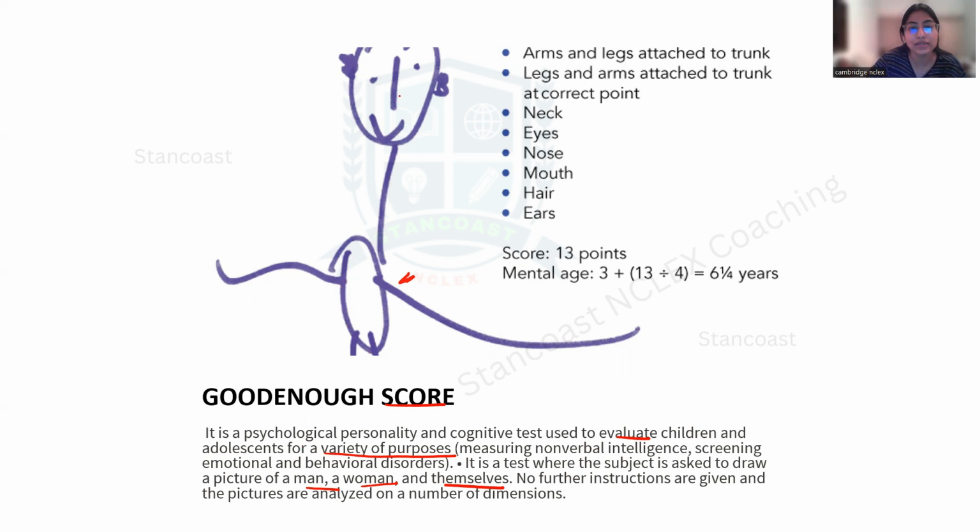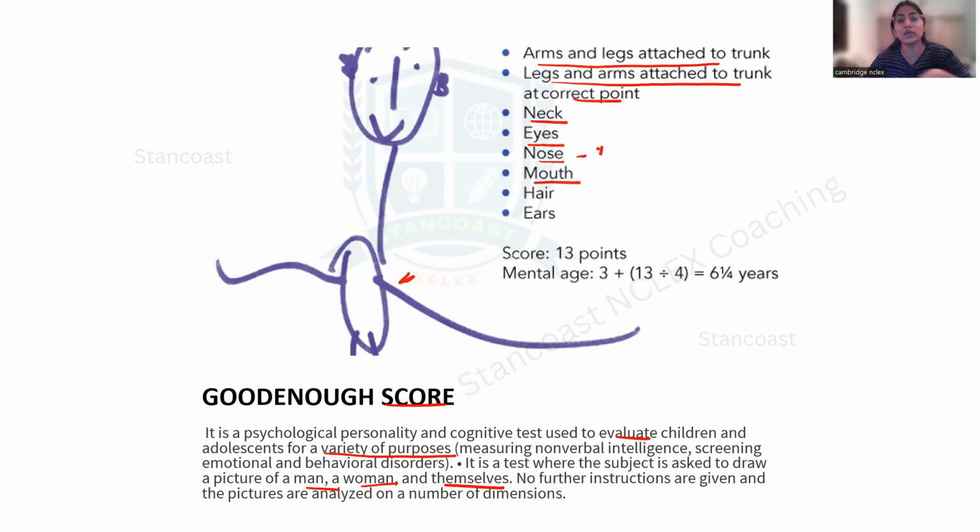So this is an example of the Goodenough score. The patient will draw a male or female, and then we have to give a score to the patient on the basis of how he has made the drawing. We have to look for details like arms and legs attached to the trunk, legs and arms attached to the trunk at the correct point, looking at the neck, looking at the eyes, whether the nose is pointed or not, and whether the mouth is properly made.